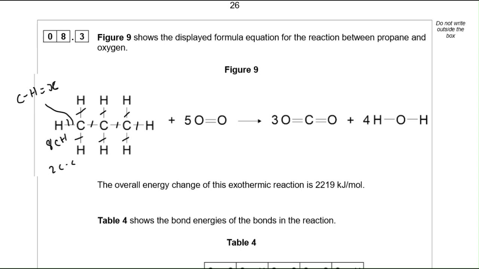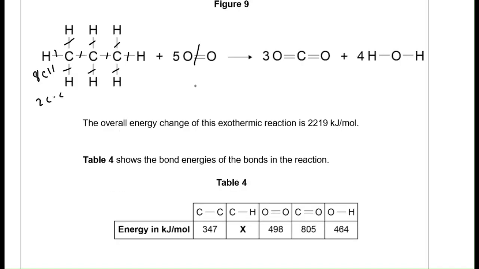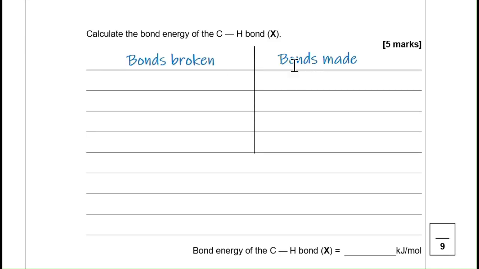And we can also see that there are 2 carbon-carbon bonds, 2 C-C bonds. Over towards the oxygens, well, that's quite easy. There are 5 O=O double bond oxygens, 5 of those. So in order to complete this task, I'm going to suggest you draw a table like this. On the left hand side, you put the bonds broken. On the right hand side, the bonds made.